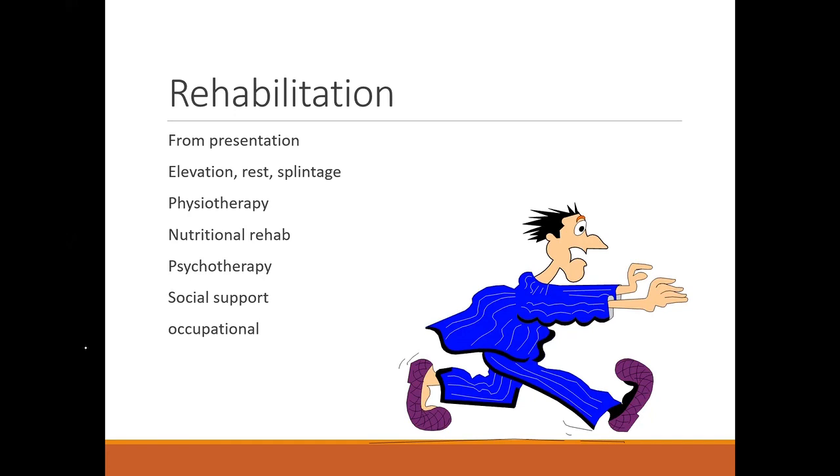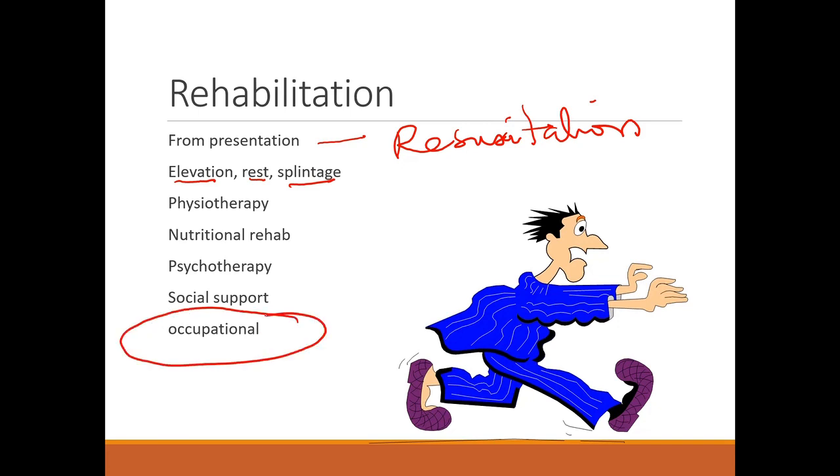Now, from the time of presentation, you have to commence adequate resuscitation. To prevent development of complications, you elevate, give adequate bed rest, and splintage to prevent contracture formation. Early physiotherapy accompanied with adequate analgesia, okay? You give nutritional support, psychotherapy, social support, and occupational rehabilitation to incorporate the patient into society.